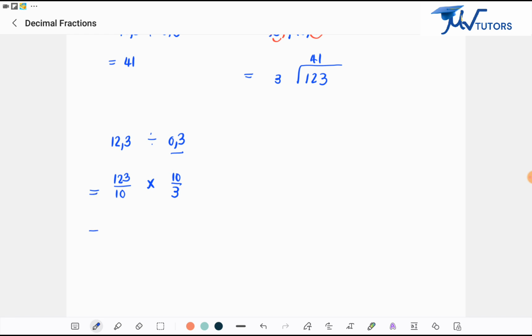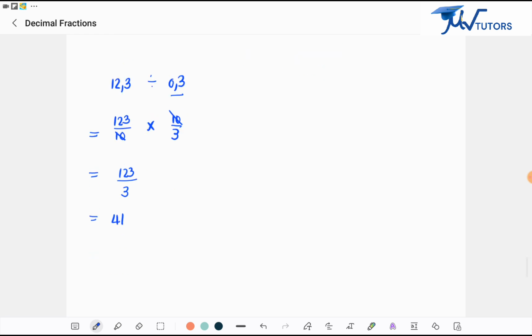And we land up in the same place, which is 123 divided by 3, because the 10s are going to cancel out, and you're left with 123 divided by 3, which is simply 41. So I really feel like we're doing the same thing over and over again. But yeah, that's basically that.